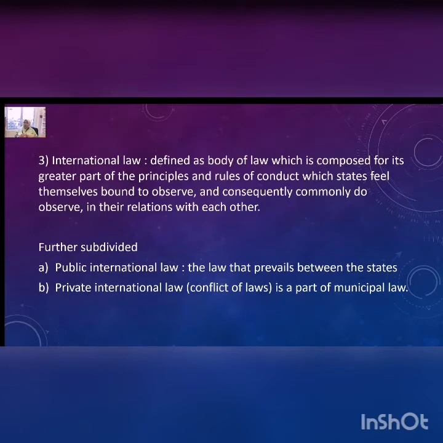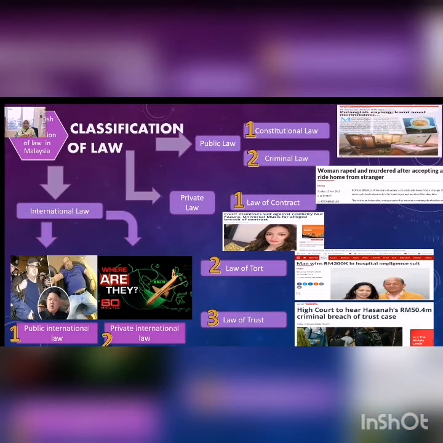I didn't remember. So it is further subdivided into public international law, which is the law that prevails between the states, and also private international law. So these are the examples of classification of law that I can give to you.